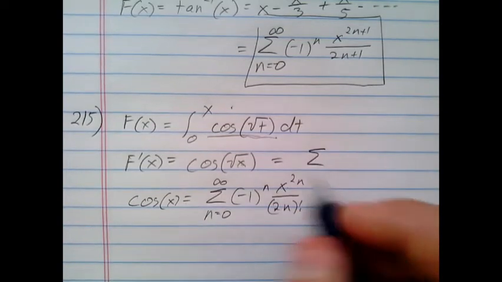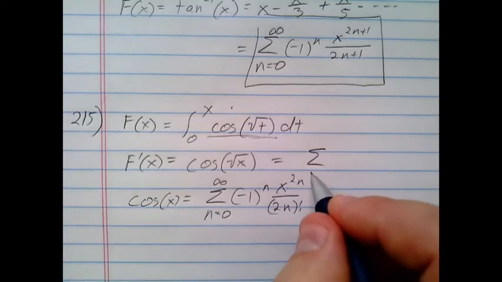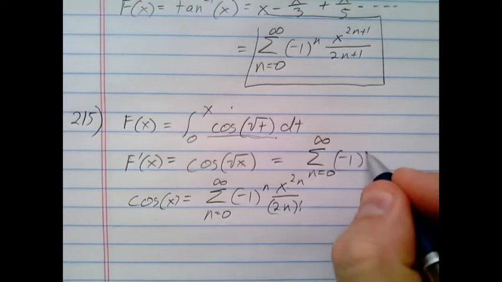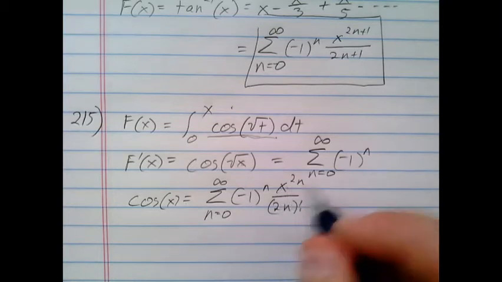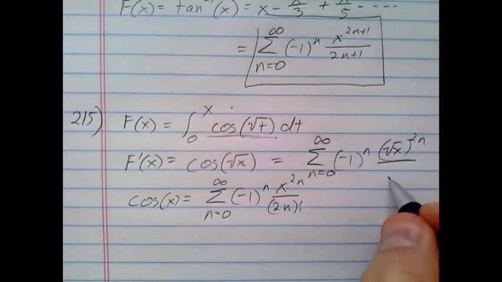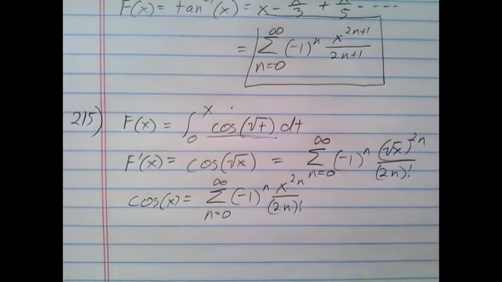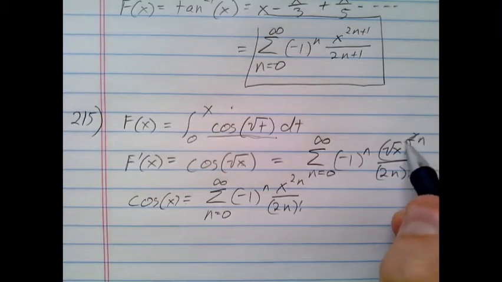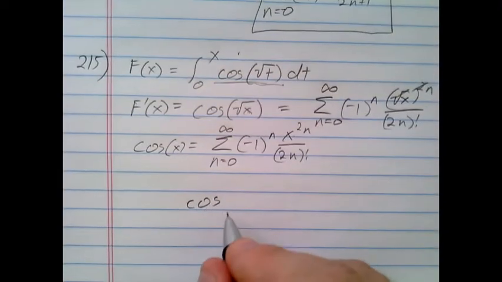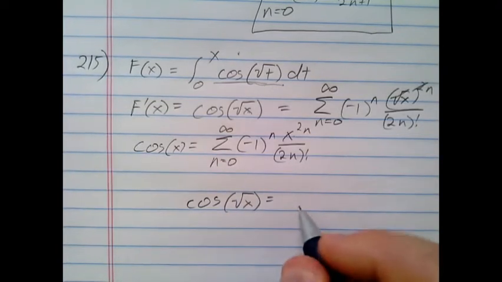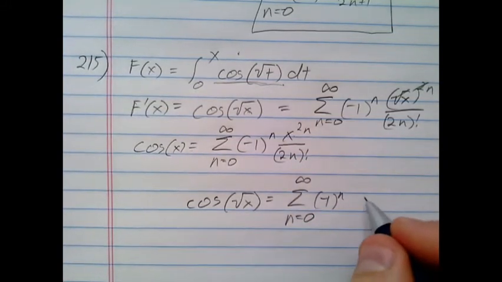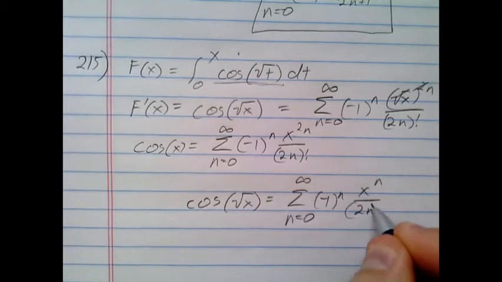So I can say, well, the cosine of square root of x as a power series would have to be the sum from n equals 0 to infinity of (-1)^n, and then just where that x is, drop in a square root of x, so (square root of x)^(2n) over (2n)!. And of course there's a little simplifying we can do there because we have a power and a root that cancel. So cosine of square root x equals the sum from n equals 0 to infinity of (-1)^n times x^n over (2n)!.